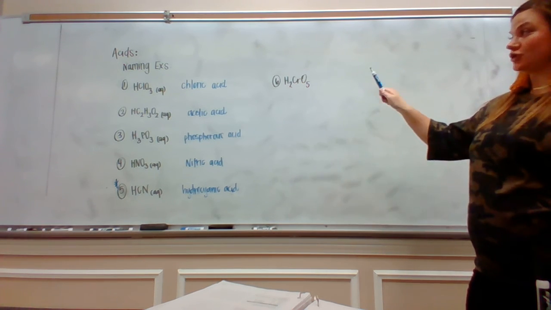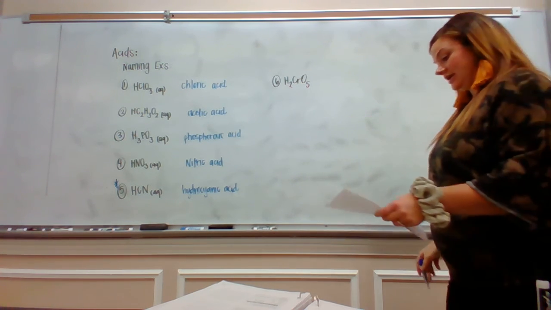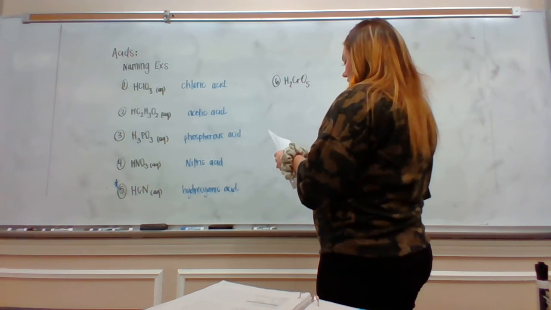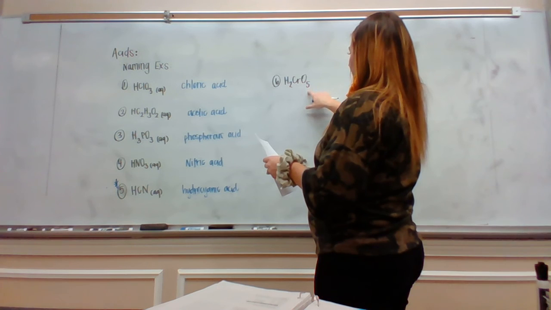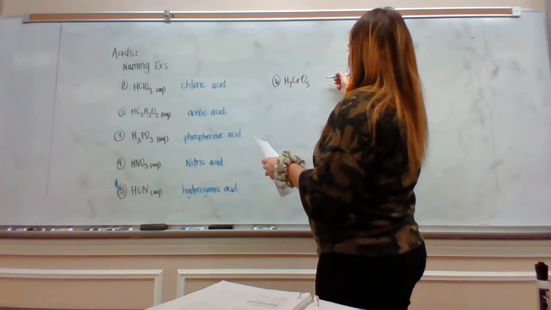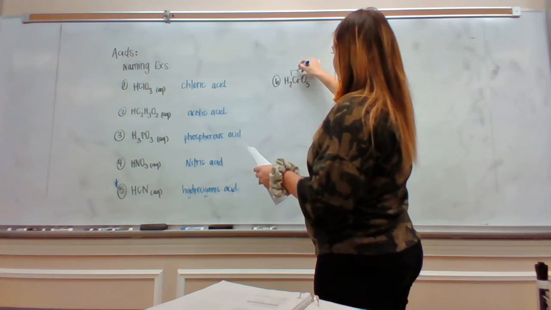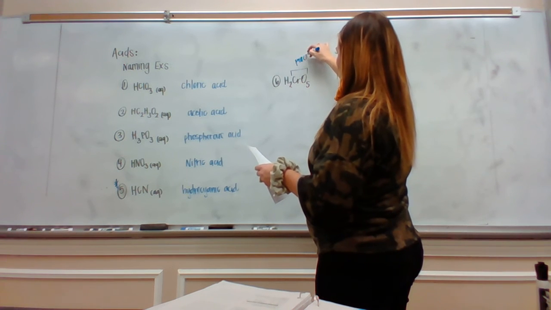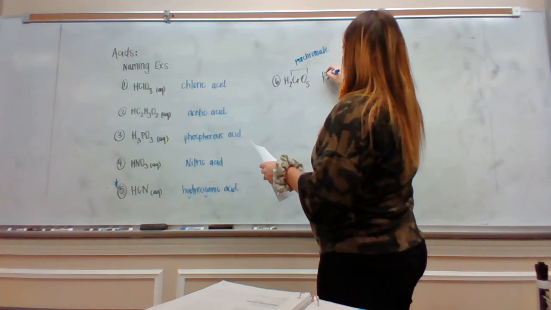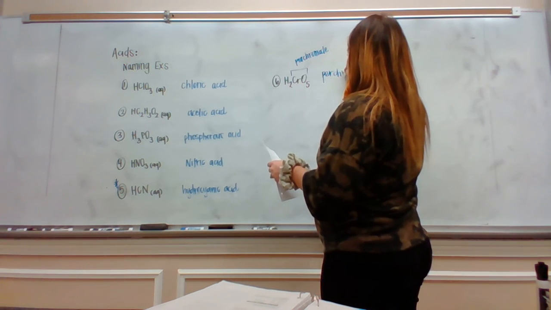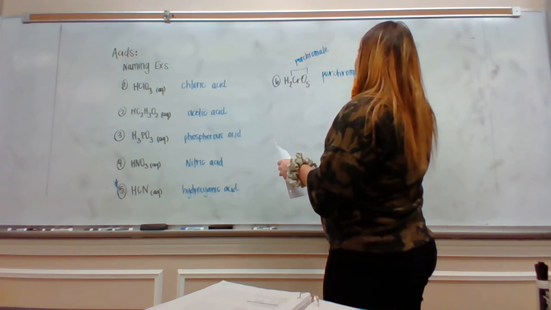Lastly, I have a derivative of chromate. But it has one more oxygen than chromate, right? So this would be the perchromate ion. So this acid would be perchromic acid.